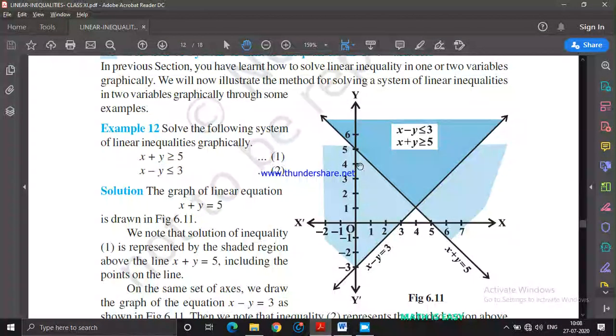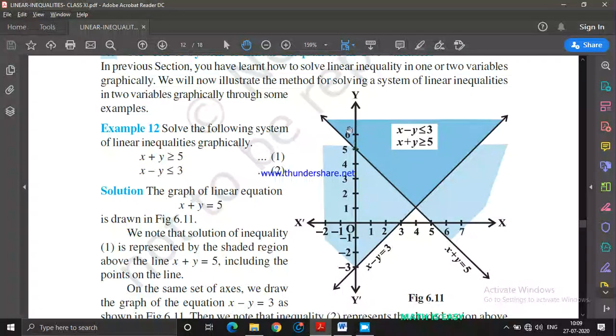First, for this line, x plus y equals 5, this is the line. For this line, my solution set will be this thick line, including this light blue line. And for x minus y equals 3, this is the line x minus y equals 3. For this line, the solution is above the line. So this entire thing will come, this light blue line, and this one also.